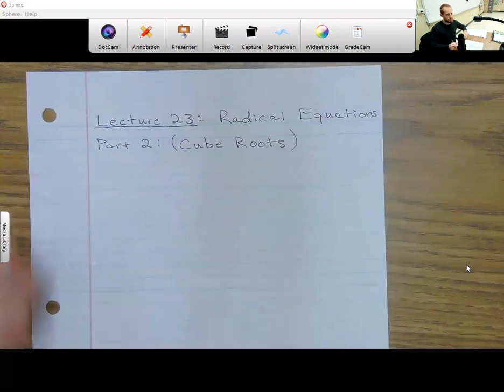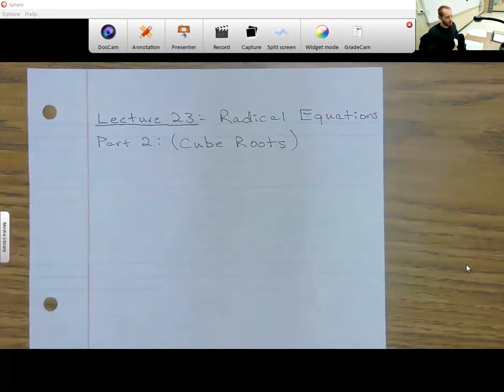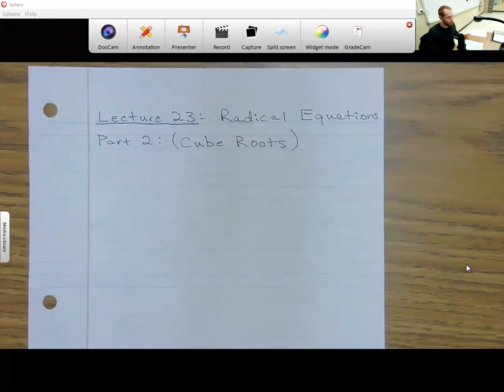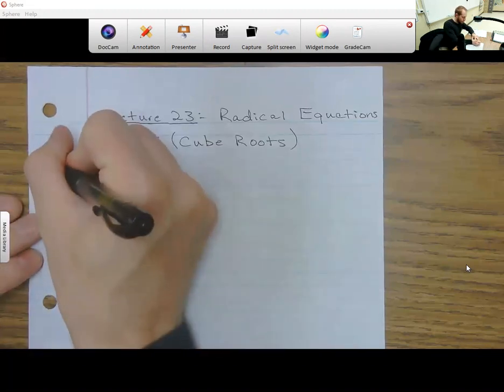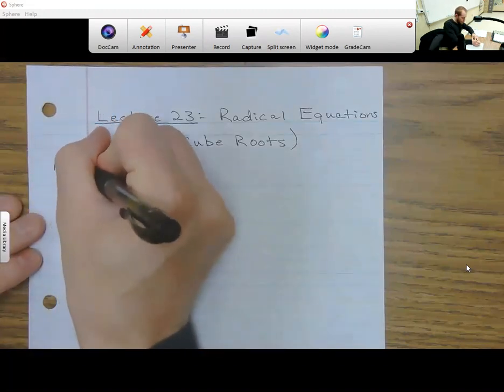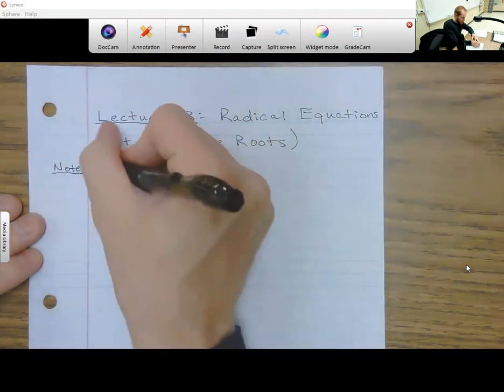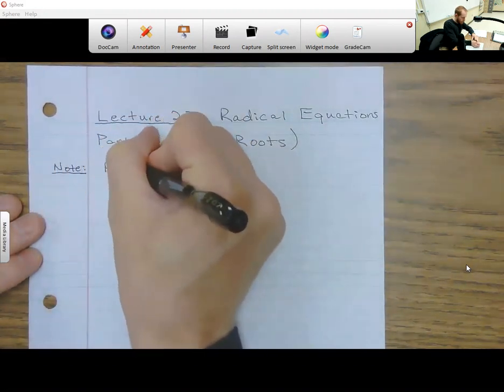Okay, so last time we were talking about radical equations during part 1, where we were talking about square roots. So today we're going to be talking about cube roots. I don't really have a definition today because we already did the definition last time, so I'm just going to go over radical expressions again. So note radical expressions.